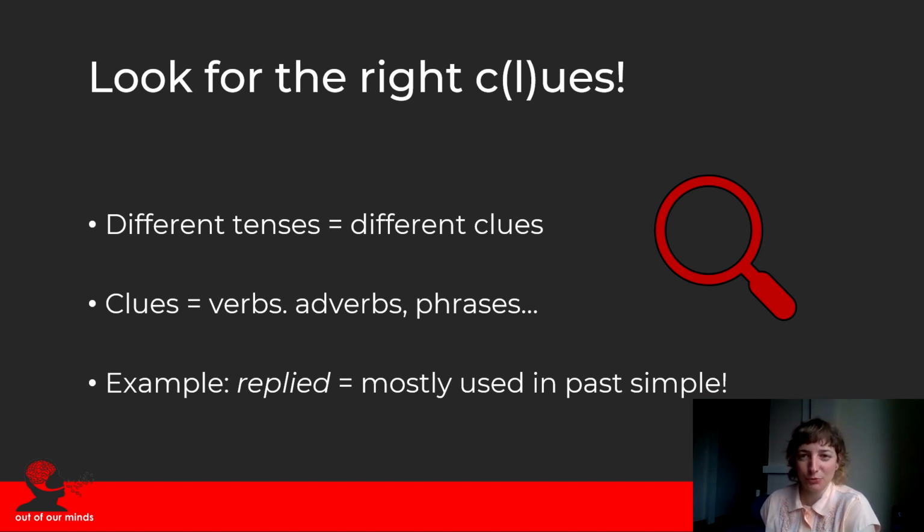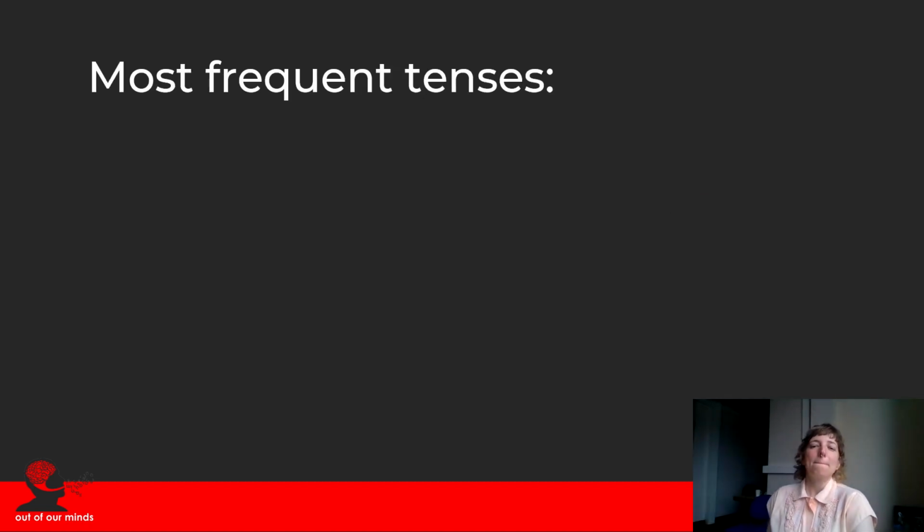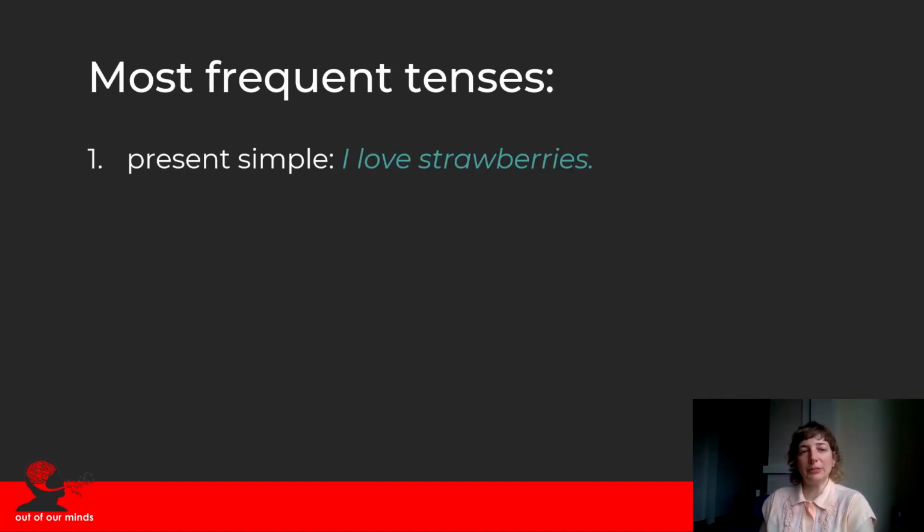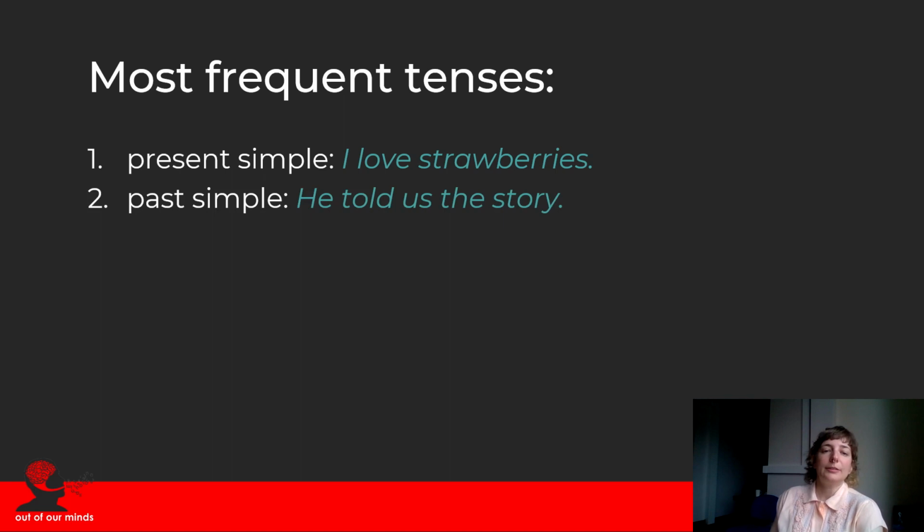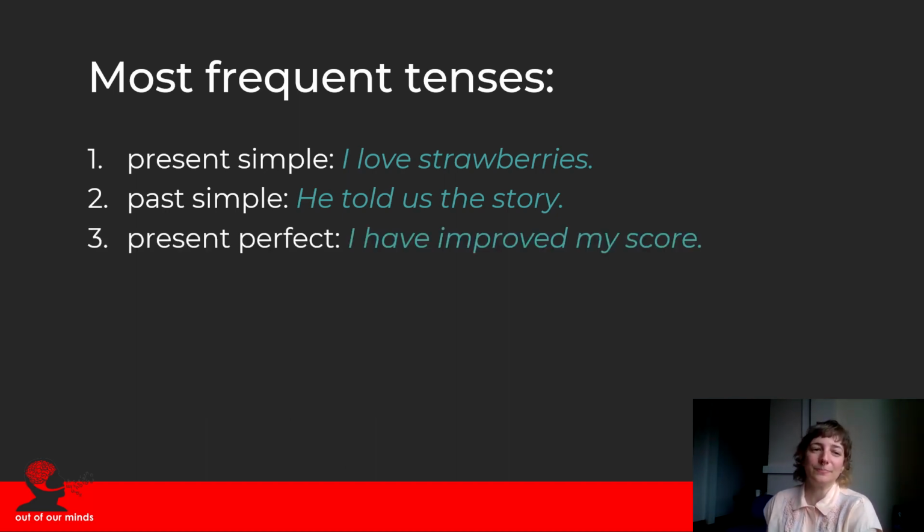Let's just have a look at the different options we have for tense aspect combinations in English, starting with the most frequent tenses. So the top most frequent tense in English is actually the present simple, as in I love strawberries. It's closely followed by the past simple, he told us the story. And just to let you in on a little secret, the present simple and the past simple account for like half of all the tense aspect combinations that we find in English. So they're very frequent and they're very useful to know when to use.